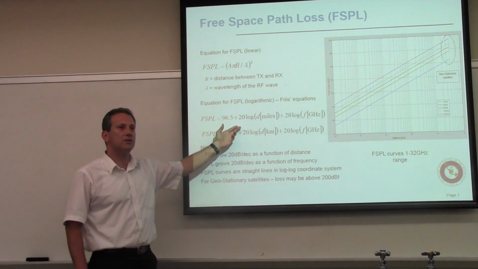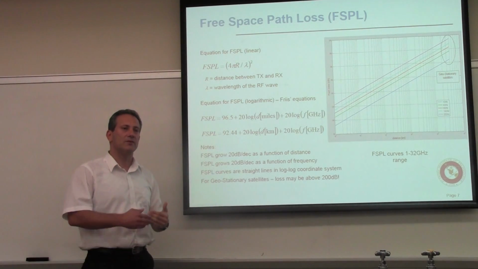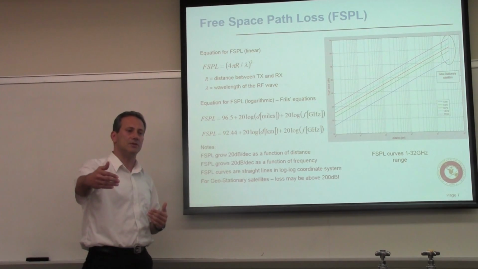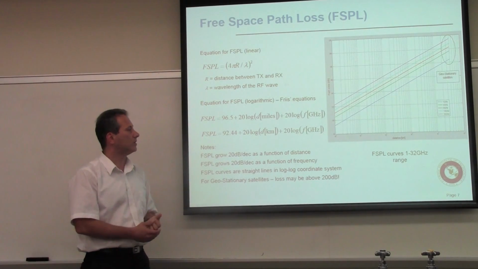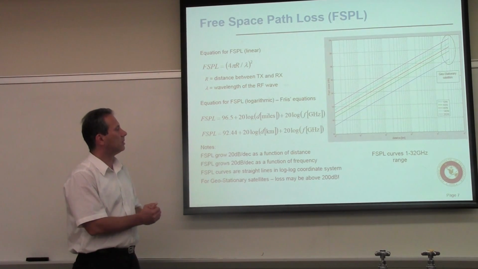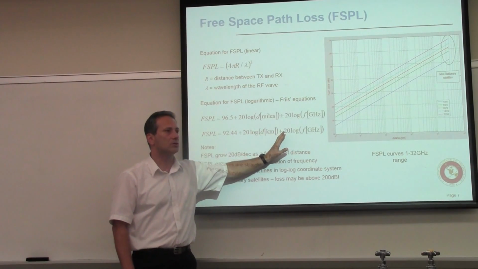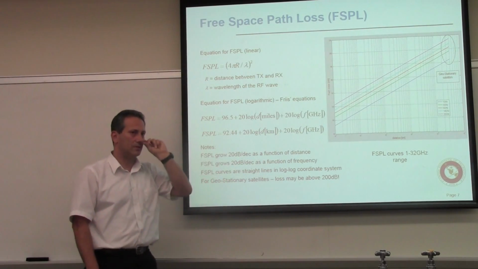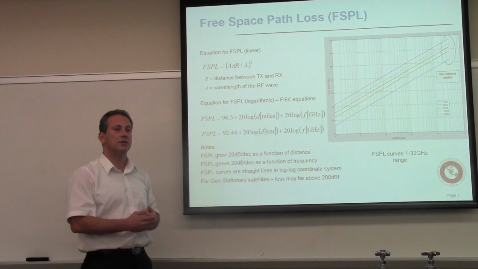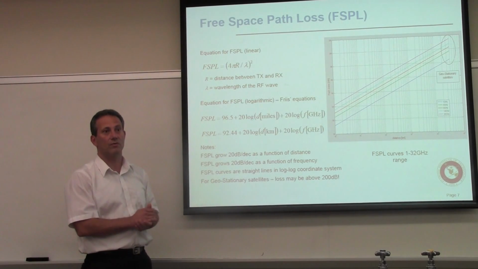Your path loss increases 20 dBs per decade. So every time you go 10 times in distance, you're adding an additional 20 dBs to the path loss. And then it also increases 20 log of frequency. So every time you go higher in frequency, there is additional path loss that you need to overcome.